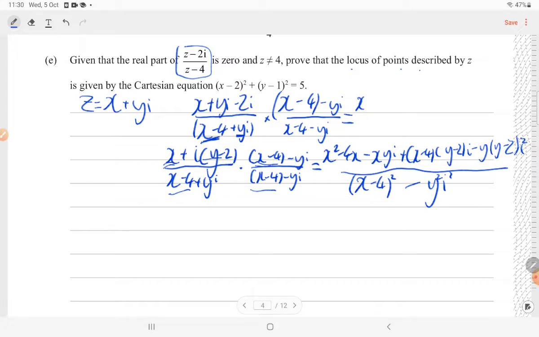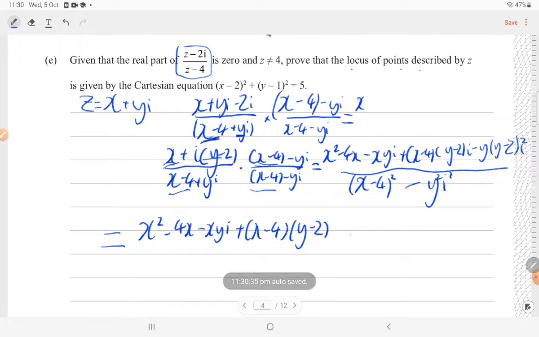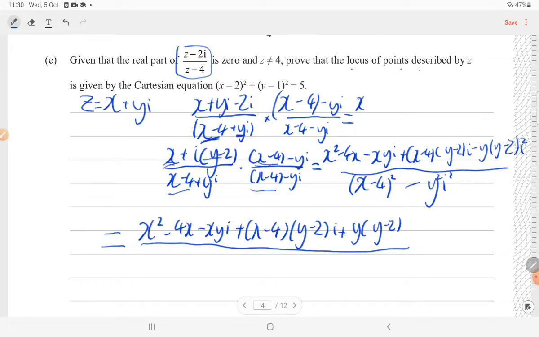Let's rewrite it nicely. So x squared take away 4x take away xyi plus (x take away 4) times (y take away 2)i plus y squared, oh no, not y squared, plus y brackets (y take away 2), all over (x minus 4) all squared plus y squared.